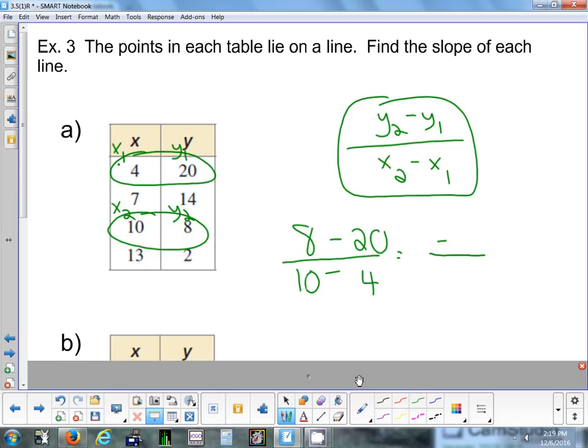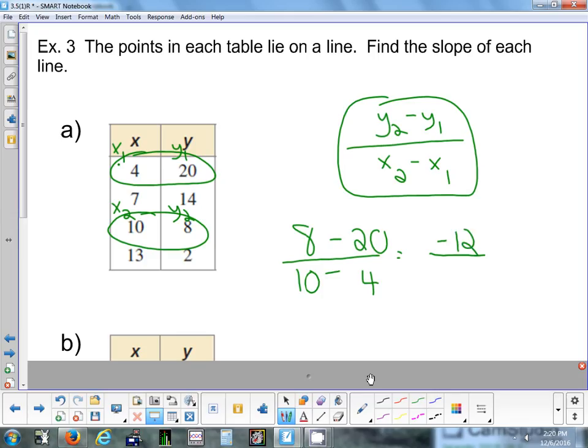20 is bigger and that's got the sign, right? What do you get, Nini, when you do that? Negative what? Anybody else want to take a stab at it? 8 minus 20? Negative 12. Negative 12, good.